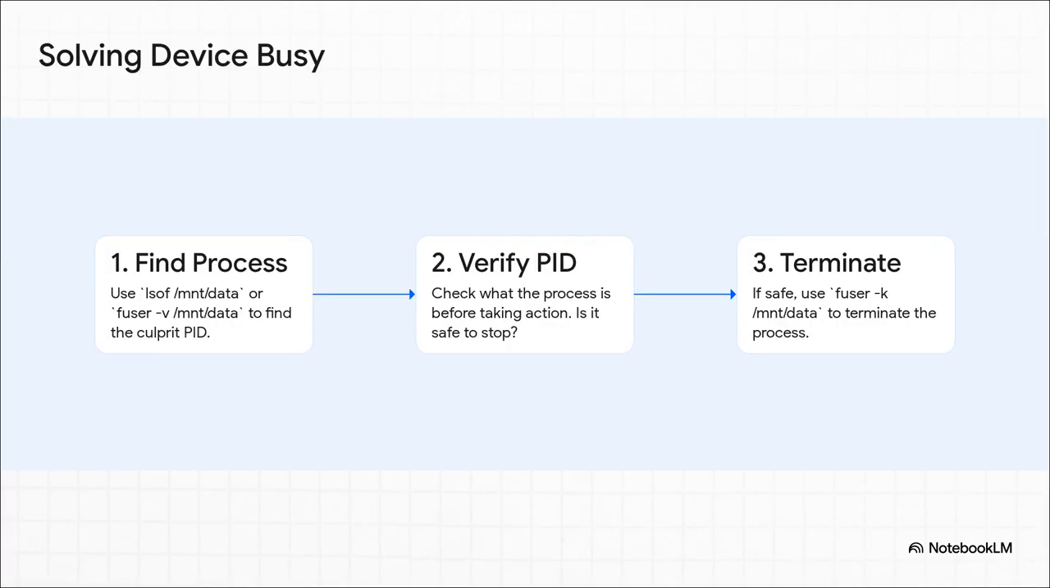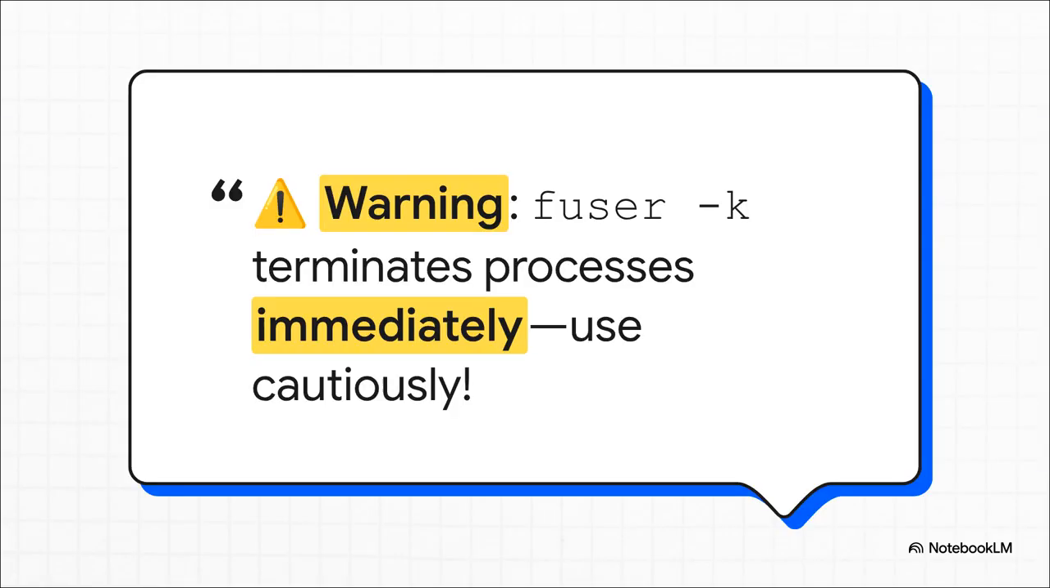And here's the beautiful three-step solution. First, we use lsof or fuser on that mount point to find the PID of the process that's causing the trouble. Second, we double-check what that process actually is. And third, only if it's safe to stop, we can use fuser -k to terminate it, which instantly frees up the disk. Now, a huge critical warning here. That -k flag in fuser is incredibly powerful, but it's also dangerous. It terminates the process immediately, with no "Are you sure?" prompt. You have to always verify the process ID before you use it. You really don't want to accidentally kill a critical database service.